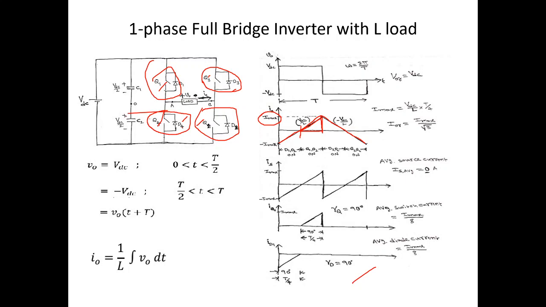Okay, that way we can find, we can write, and this is source current. You can see, so source current average value. So definitely that is going to be 0. The average value of source current would be 0 because it is a pure inductive load.